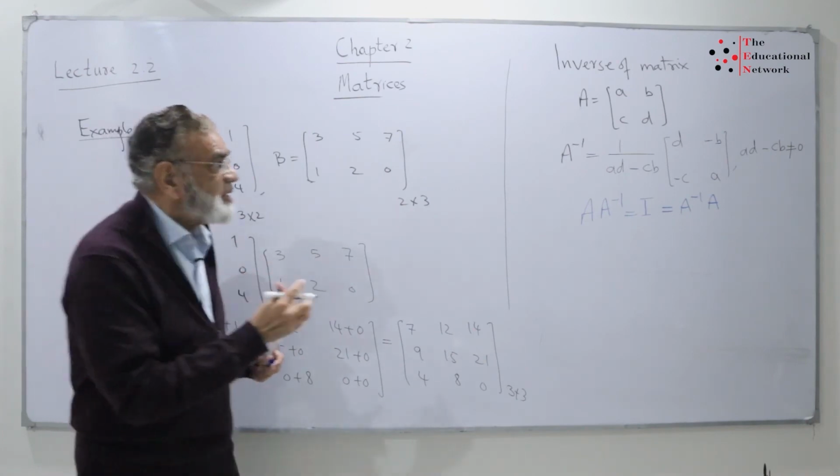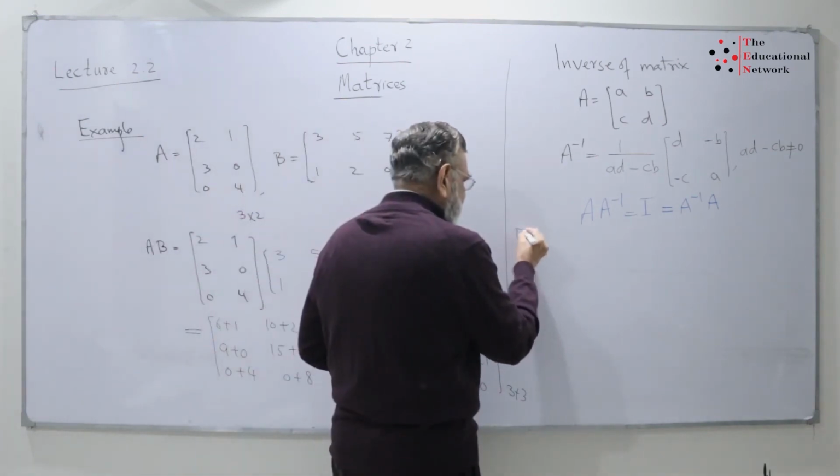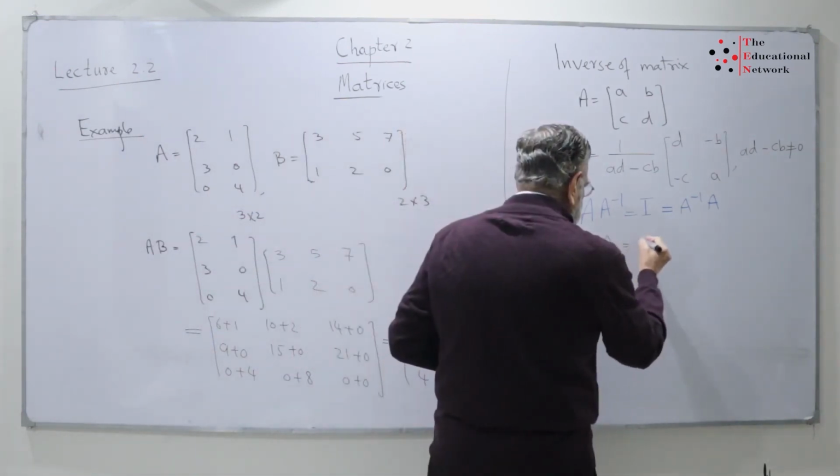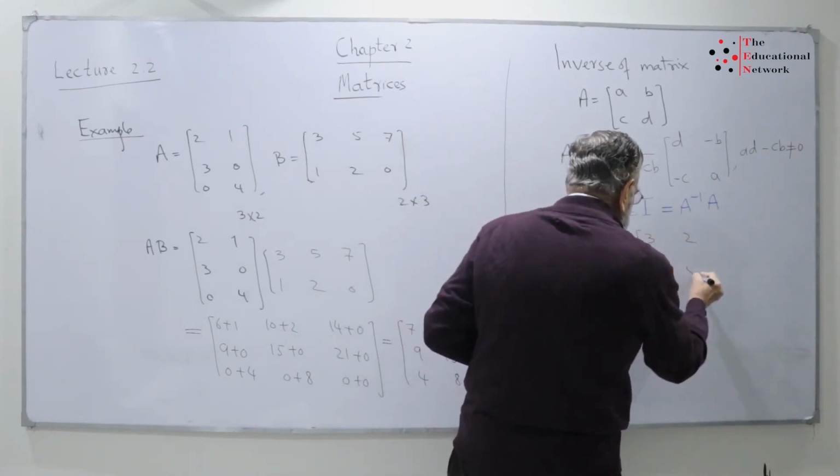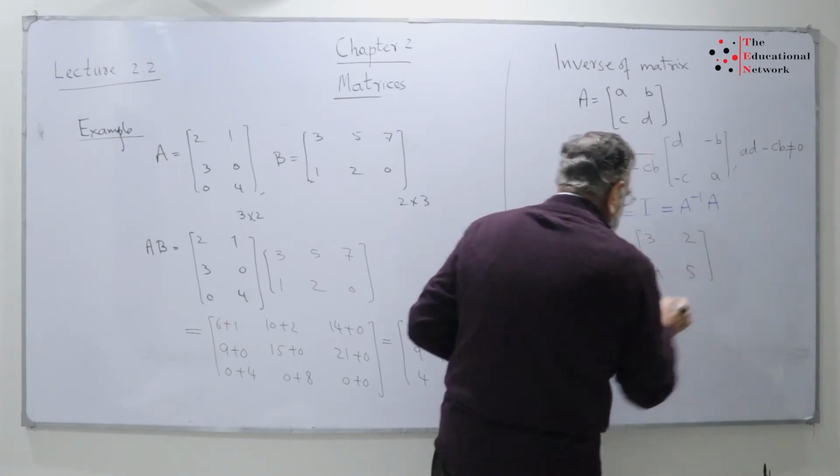So we can just have an example, and I show you with the help of example, where A is 3, 2, 4, 5. This is my matrix A. I want to find the inverse.